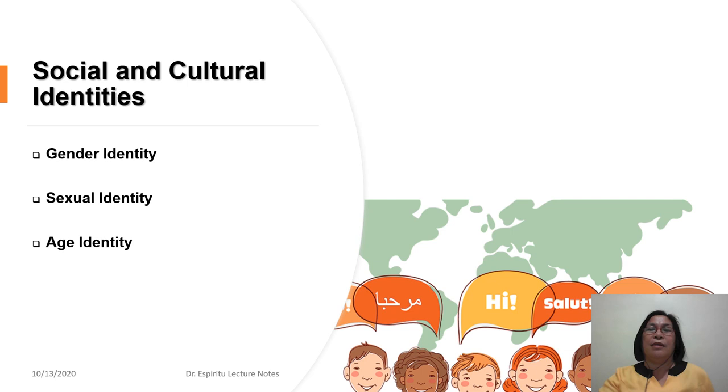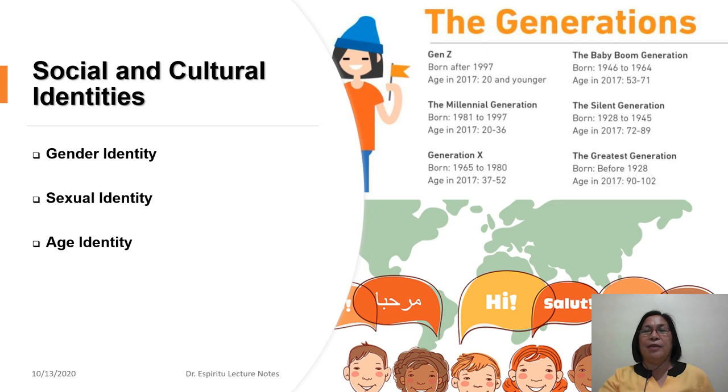Okay, so let's look at the bracket of the generations. This was mentioned. So you belong to generation Z. So those who were born in 1997, whose age in 2007 is 17, is 20 and younger. Okay, so this is taken from a 2017 illustration. So the millennials were born from 1981 to 1997. So they are the working class now.